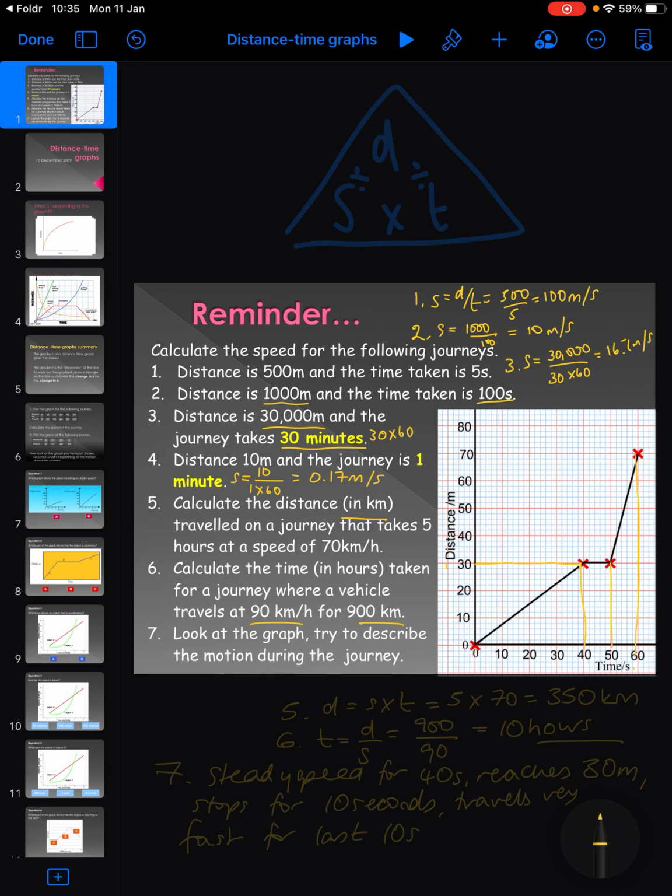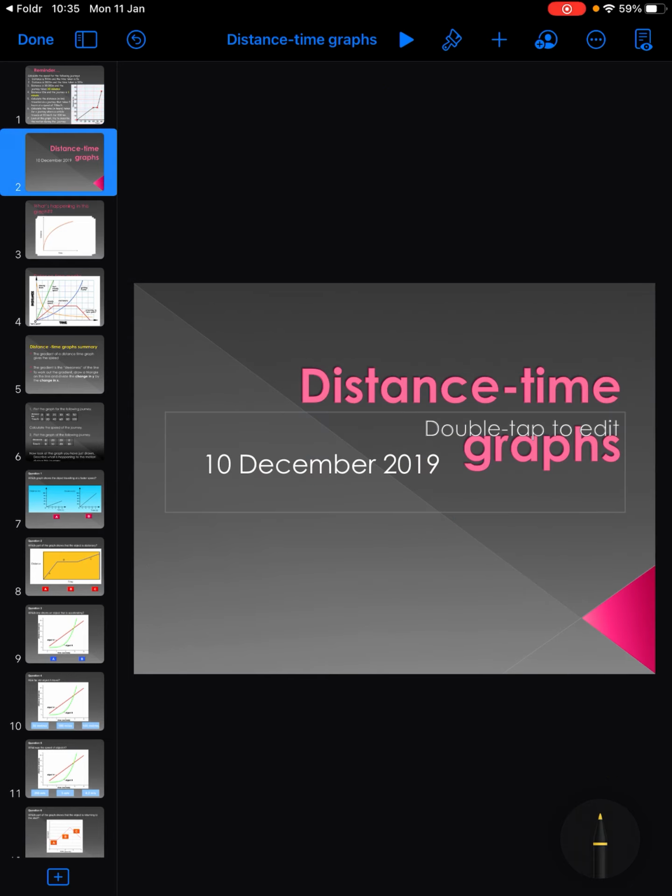And so what can I tell from that? I can tell when it's a straight line like these ones, where they're nice diagonal lines, it's moving at a steady speed. But the steeper the line, the faster the object is moving. When it's a flat line on a distance time graph, that means it's not moving, it's not going anywhere. So that's basically what we're looking at today. We're looking at something called distance time graphs.